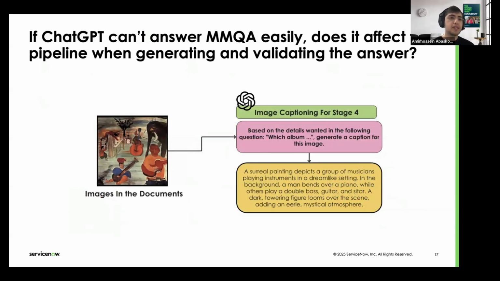One question that you may have is: if ChatGPT can answer MMQA easily, does it affect the pipeline when generating and validating the answers? So here's the thing. In this part, where we generate question-related captions, it plays a crucial role, as we saw when experimenting with ChatGPT. ChatGPT may ignore the visual information and the images in the documents when it's faced with multiple long documents. We are not replacing the images, we are adding information, and adding captions alongside these images can make it easier for ChatGPT to come up with the answer.